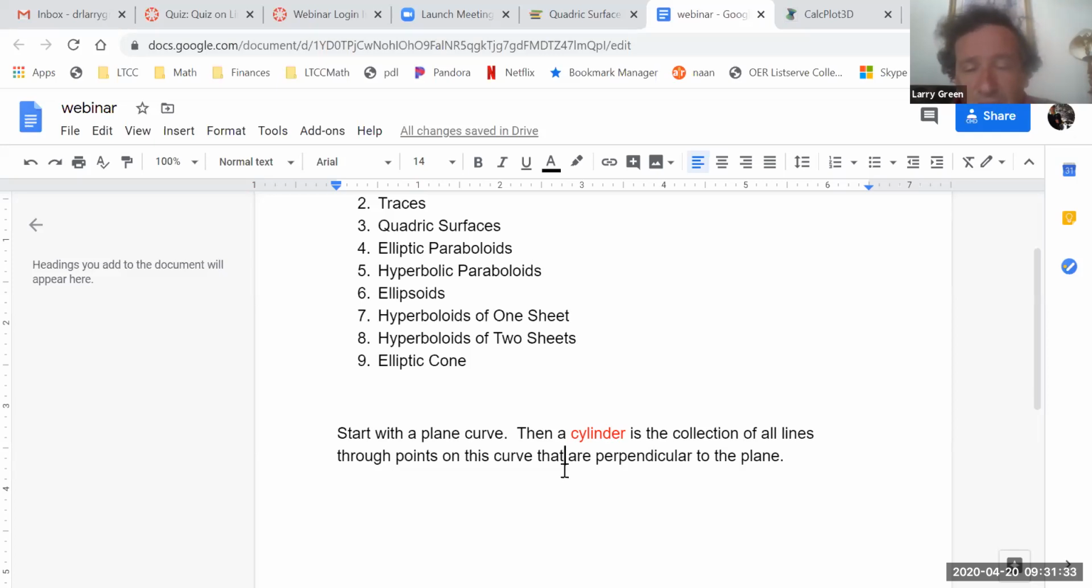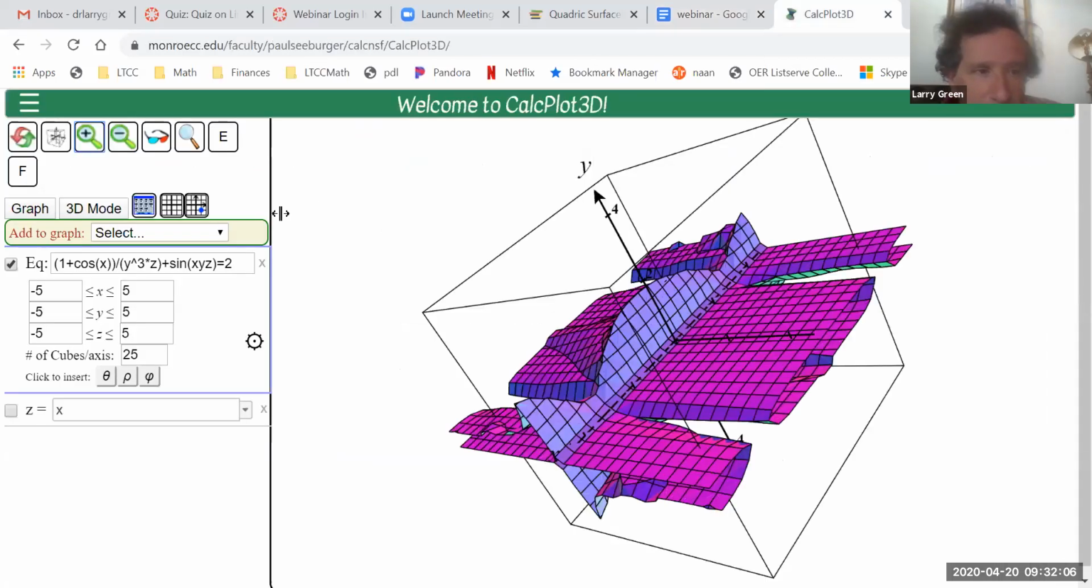And what you're used to is cylinders that look like this guy. Good old bottle. Yeah, that kind of cylinder. A can is a cylinder. Those are called right circular cylinders. And that's because the curve is a circle. But now we're going to say, in general, a cylinder could be any curve at all. So we could play around and take a look at some cylinders.